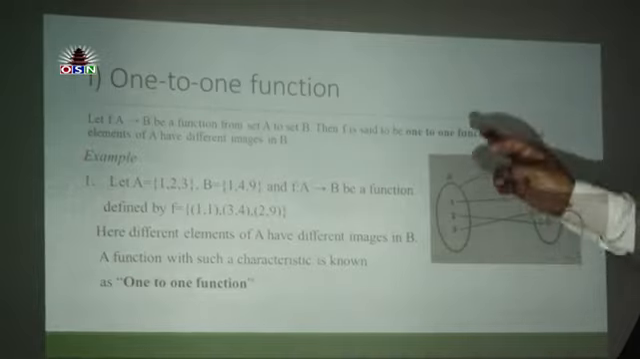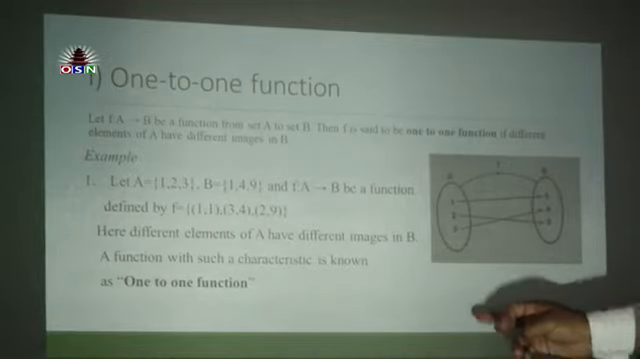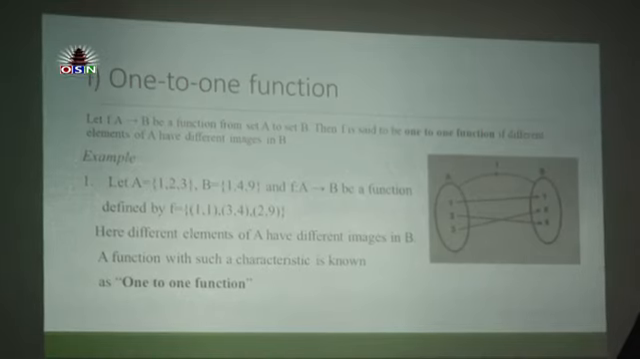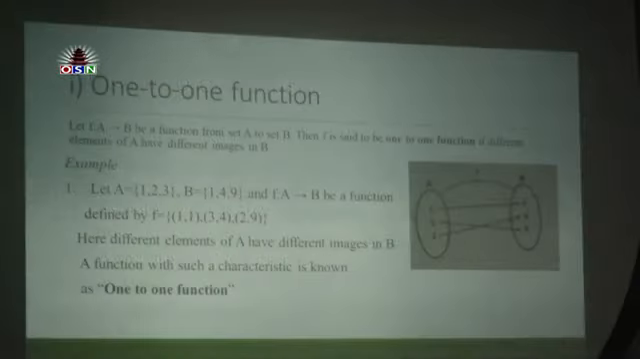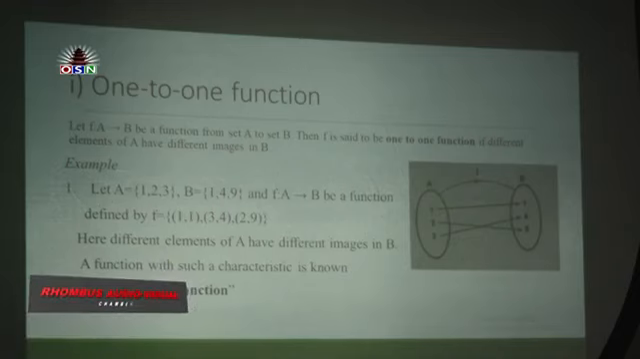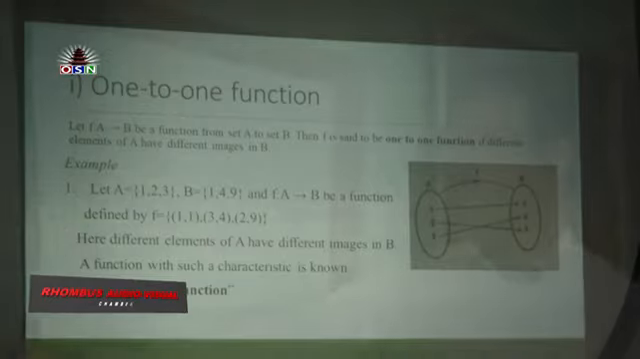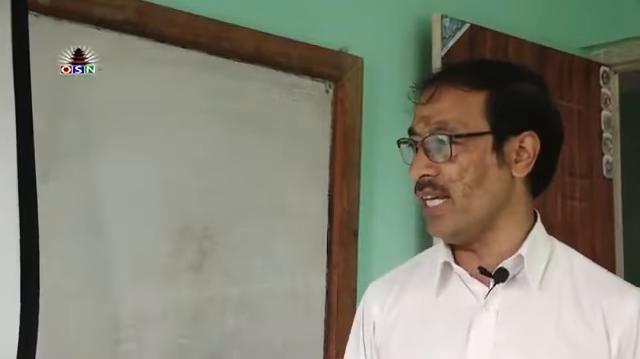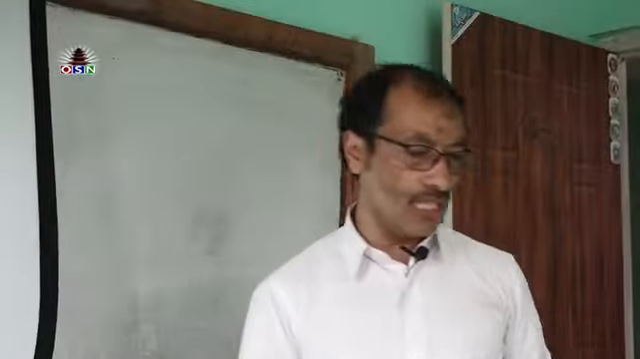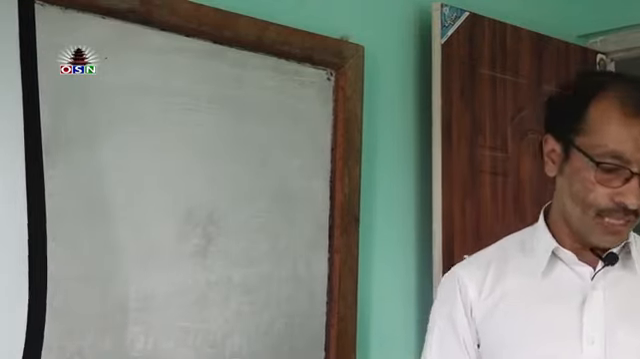That means there are three different elements in the domain. Each of them has a different image. There is not any common image for 2 or more than 2 elements in this function. So this function is called one-to-one function. Here you can see in the first set A, 1, 2, 3, this is the domain. The second set 1, 4, 9 is the codomain. This is defined as function from A to B. That means A is domain, B is codomain. So this kind of function is defined as one-to-one function.